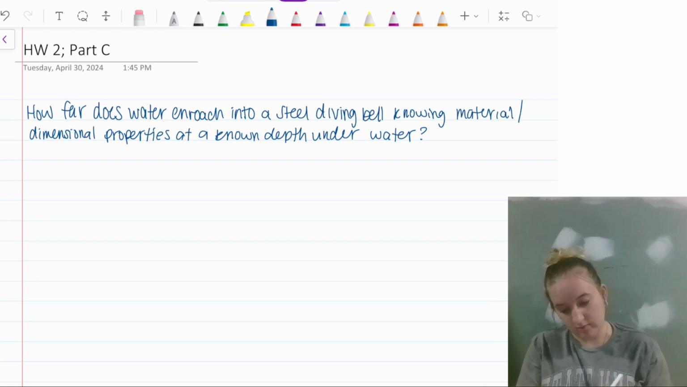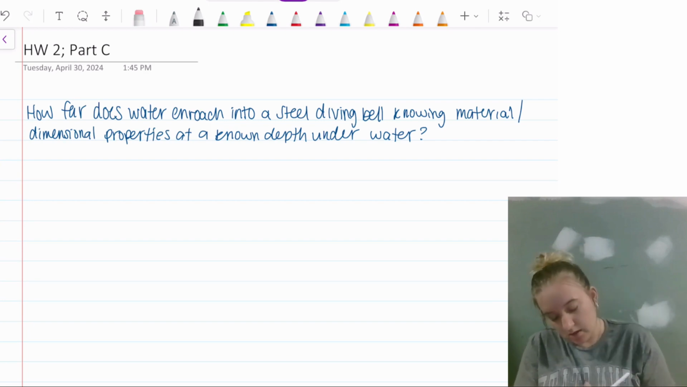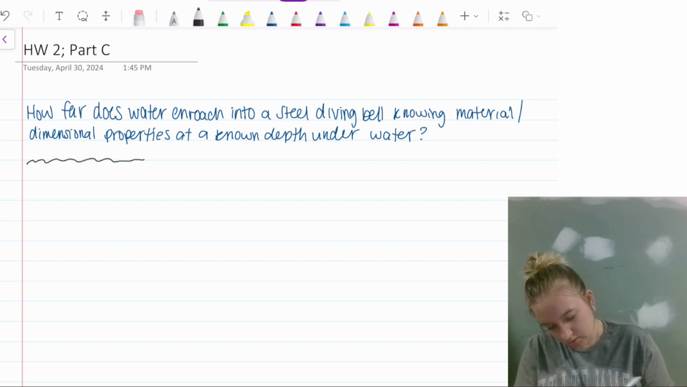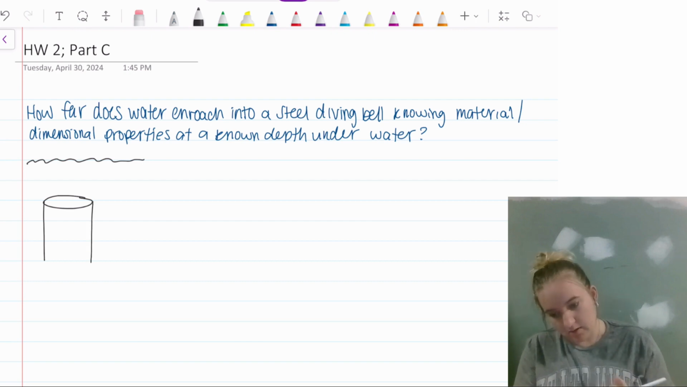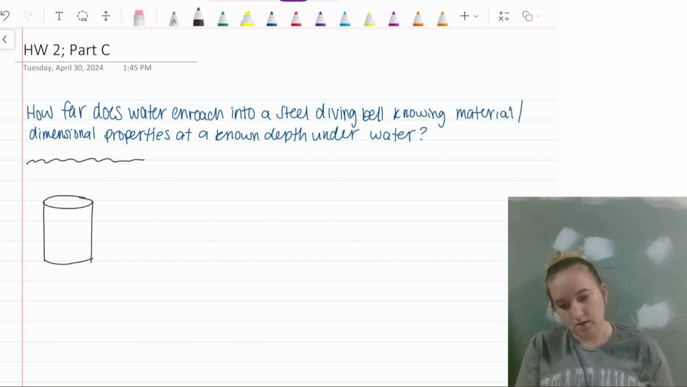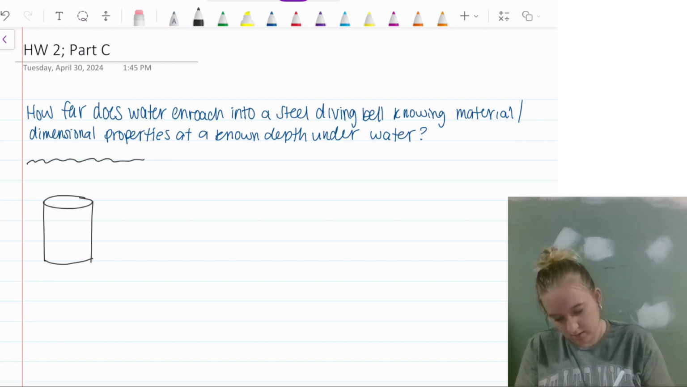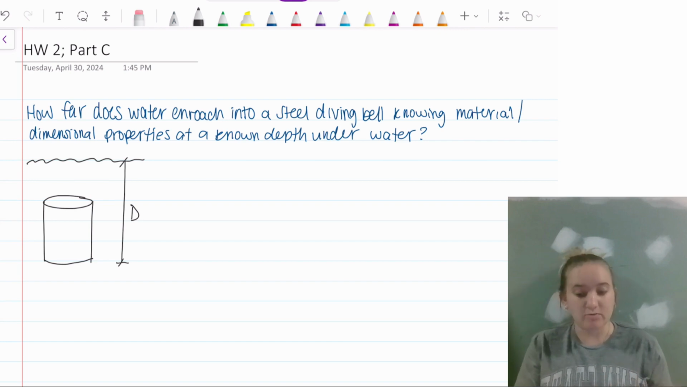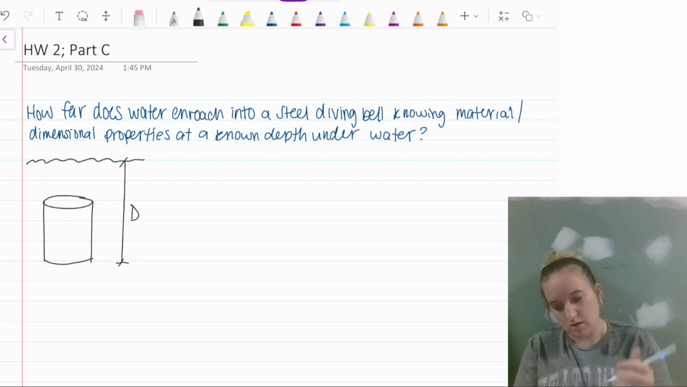But to start us off, we're going to start with drawing again. So you have your top of water here. Let's just draw a little cylinder down here. And so we're going to have a known depth of D right here. Our material properties of our diving bell, which aren't needed right now, but we'll need them when we do the coding portion of this homework.